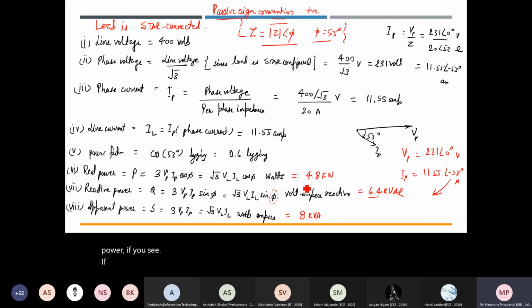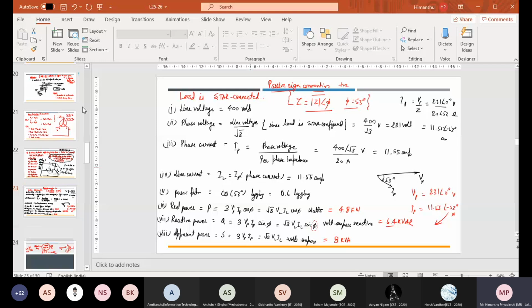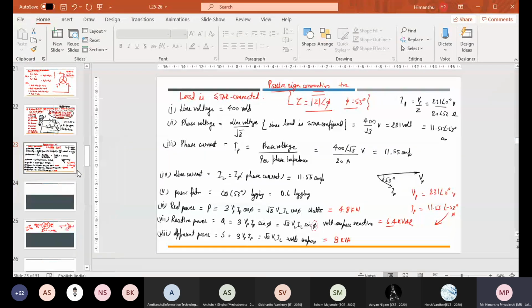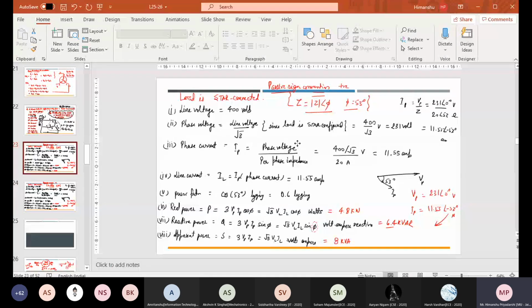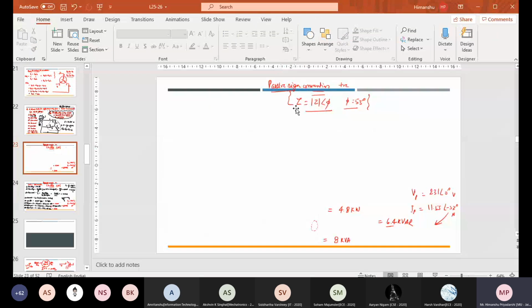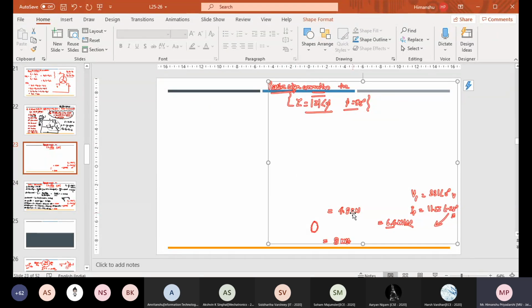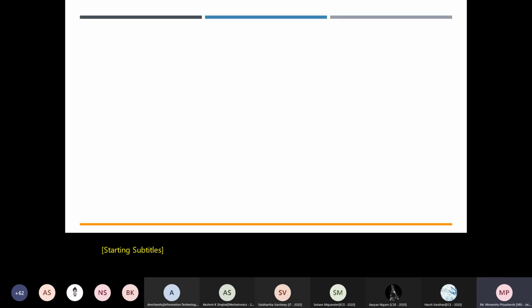Now, if you see this point, an inductive load consumes reactive power. Very important thing, very, very important. I told you when I was teaching you about charging and discharging, and I think I need to reiterate this. An inductor is the sink for reactive power.